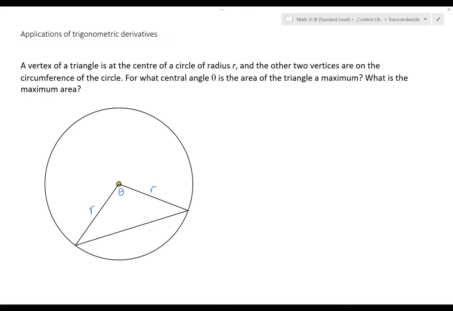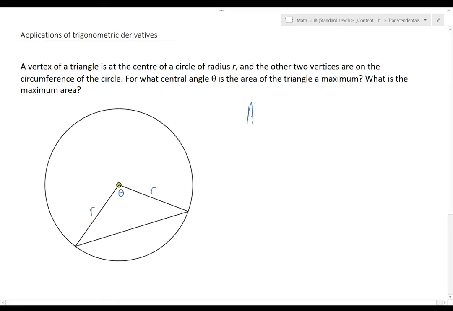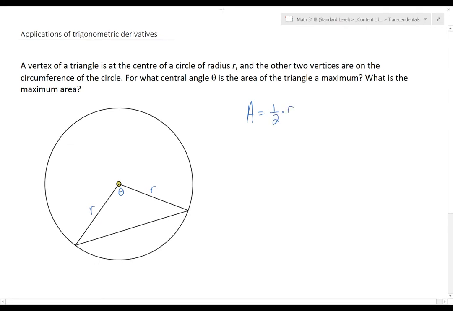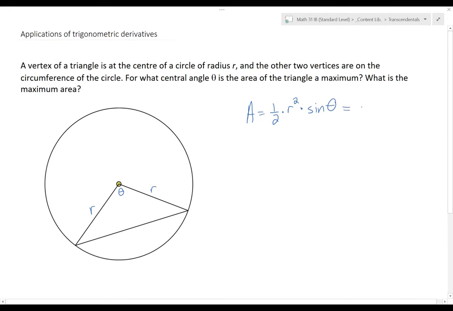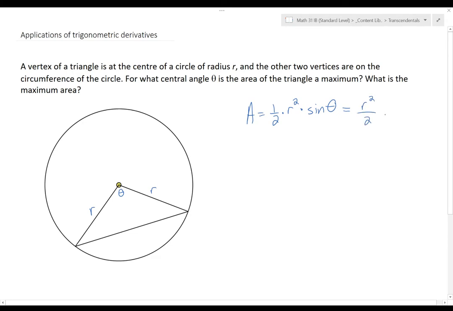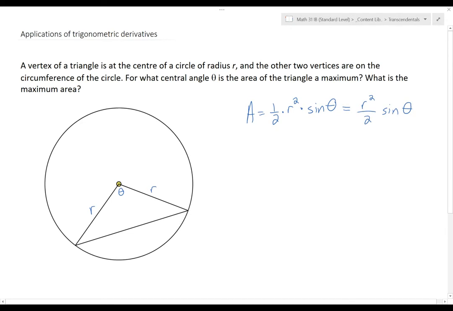Given that I'm looking at maximizing the area for a particular angle, I want a function for area as a function of the angle. So the area of a triangle is 1/2 times two lengths which are adjacent to an angle, and both of these are r, so r squared, times the sine of that angle. Or just expressed more simply, r squared over 2 sine theta. Now remember here that r is a constant, so I don't need to worry about deriving it implicitly when I'm deriving this function. So to maximize this, I'm going to derive it.